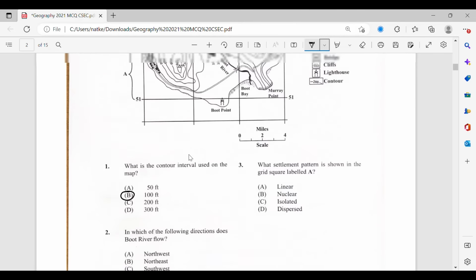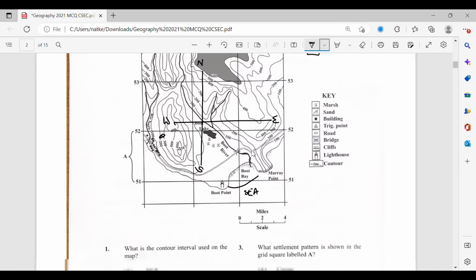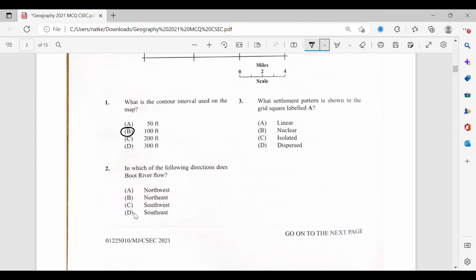Number 2, in which of the following directions does Boot River flow? So we have the direction there and we're seeing Boot River here. We're seeing the north here to help us to figure out how the direction is going. And Boot River is flowing down to here because this is the base. So this is where the sea is, right? So the direction of flow, we can see that it is towards the southeast. So you would look for your answer, and your answer would have been letter D.